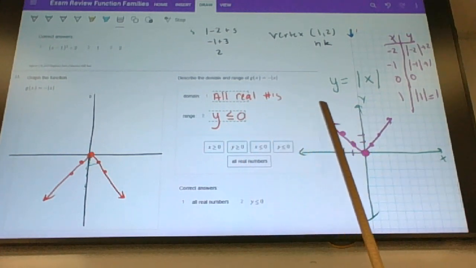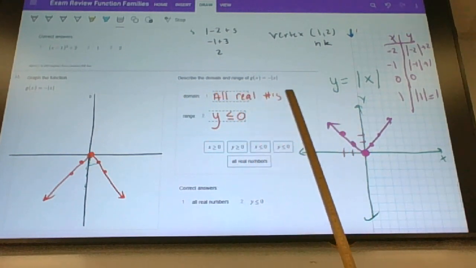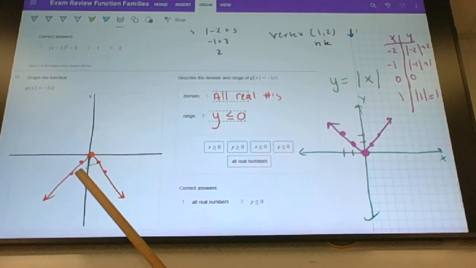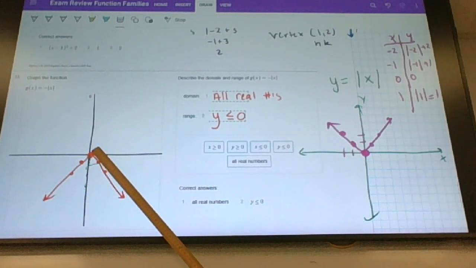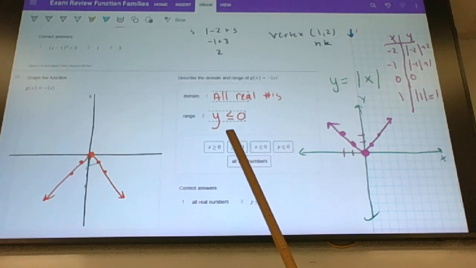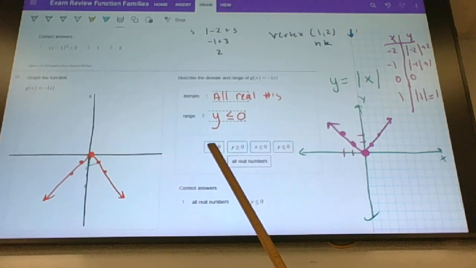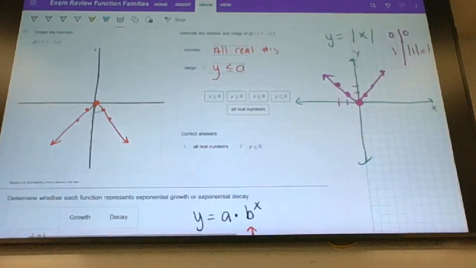Alright, domain all real numbers, because X can be anything. The range, however, because this goes to 0, turns back down, y is less than or equal to 0 for your range. Okay? Are you done on this one? Absolute value of each shape. There's a pretty good Kahoot on this that we could do one day.